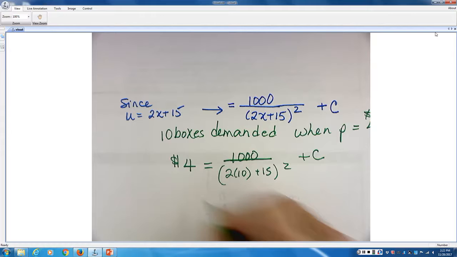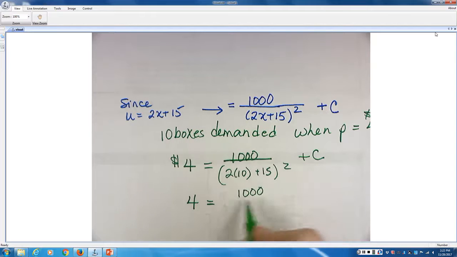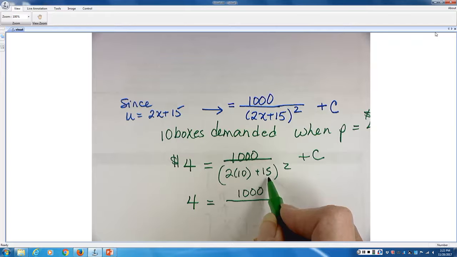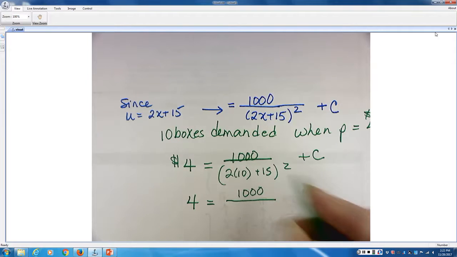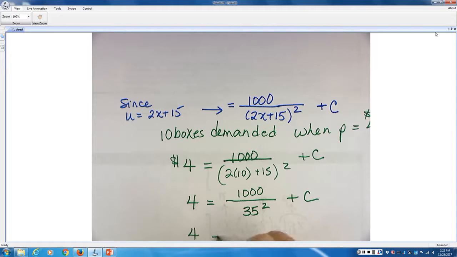So we'll do a little bit of arithmetic. 4 equals 1,000 over 2 times 10 is 20 plus 15 is 35 squared, plus the constant. And 35 squared divided into 1,000 actually turns out to be about 0.82. Since it's money, we can round to 2/10, and I think it might actually come out even. Let me grab a calculator and see.